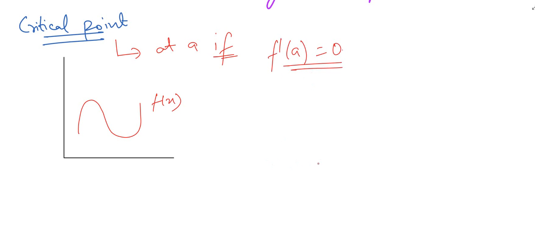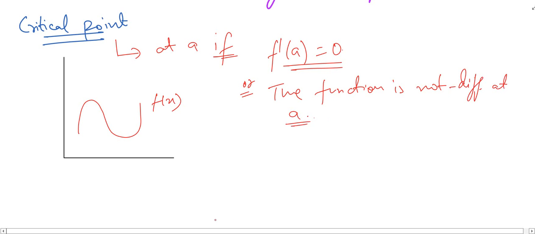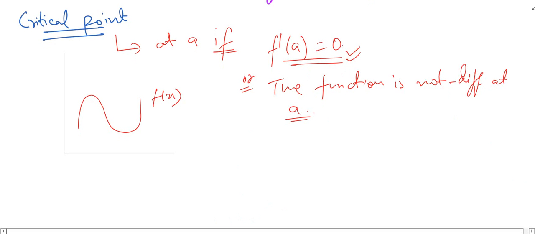That means the derivative of the function at this point, that's a, is 0, or the function is not differentiable at a. Either the function is not differentiable, though this condition is used very rarely, but the main condition which is used is that the derivative of the function at that point has to be 0.